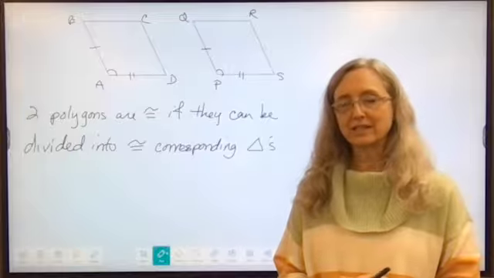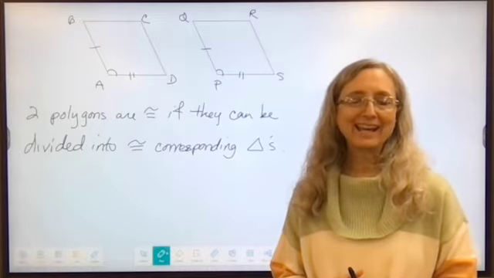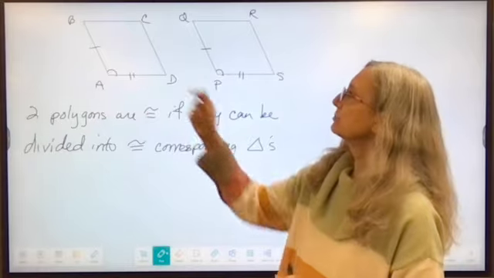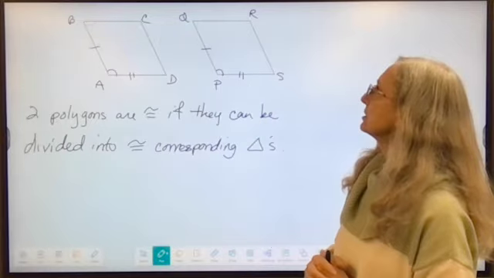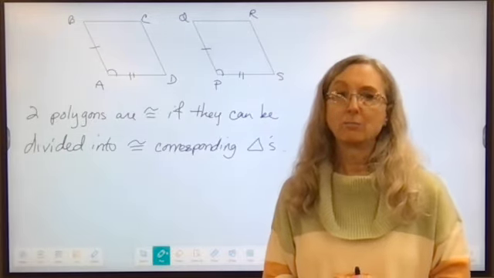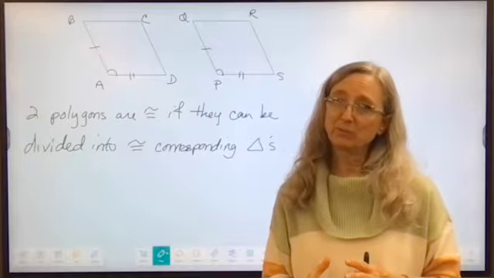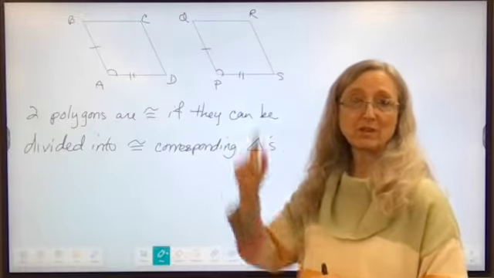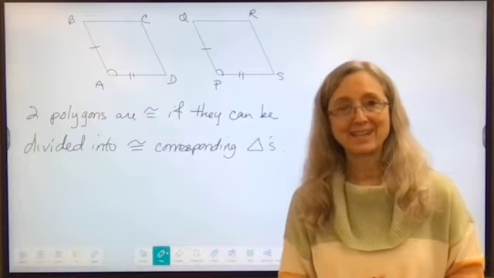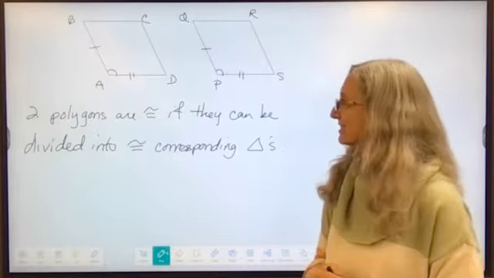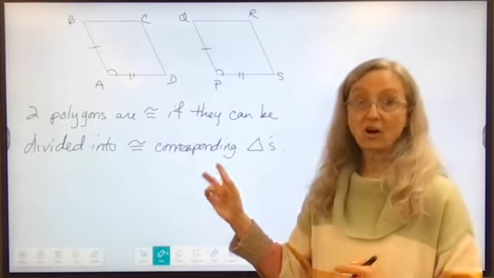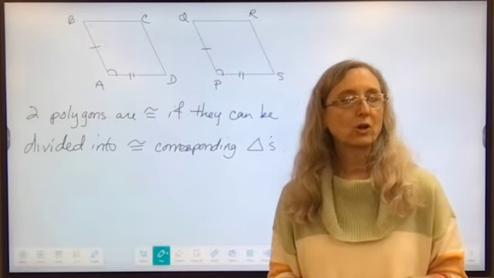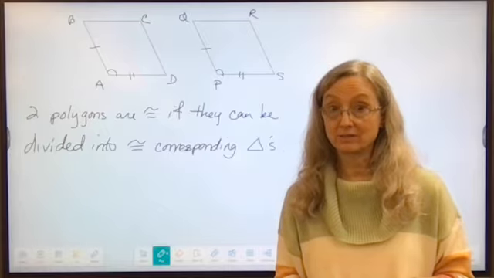Here's an interesting addendum to this section. I have two parallelograms. I know they're parallelograms already. This is parallelogram ABCD. This is parallelogram PQRS. My question to you is, can I prove that they are congruent parallelograms? That this parallelogram is congruent to that parallelogram. And there is a theorem that says two polygons are congruent if they can be divided into congruent corresponding triangles.